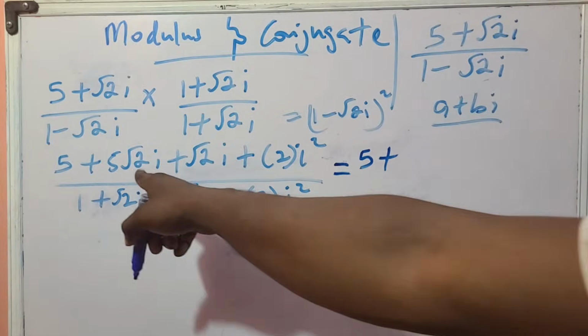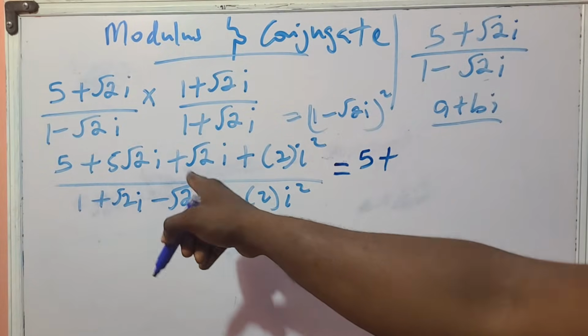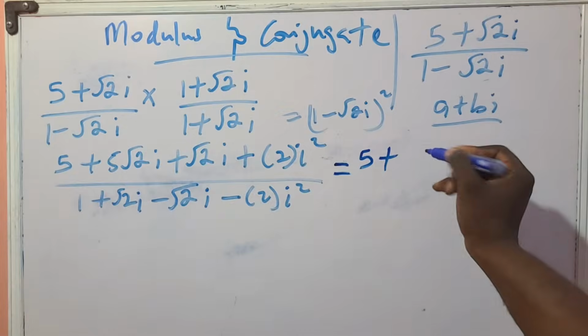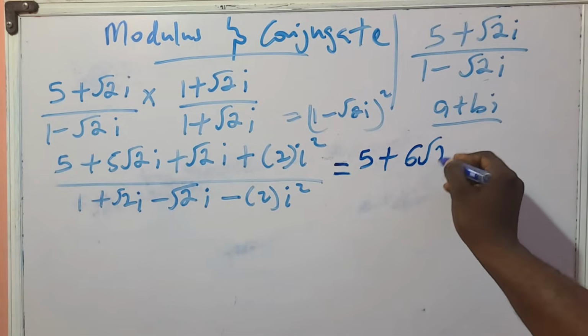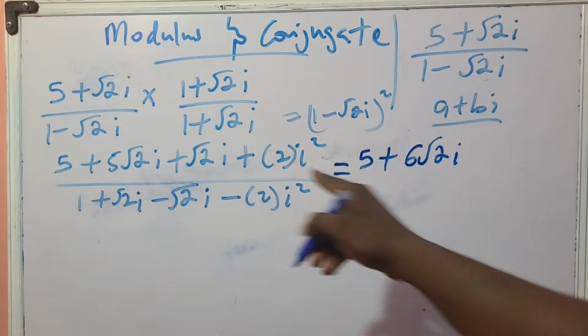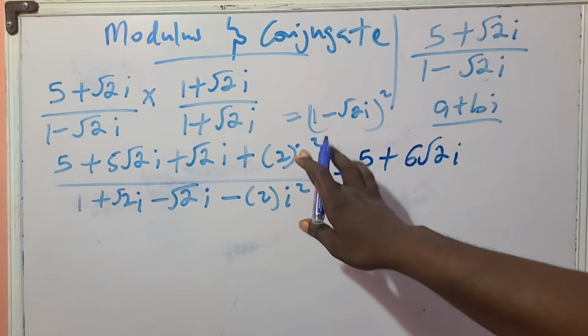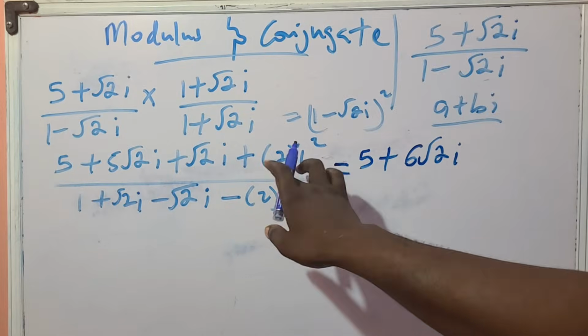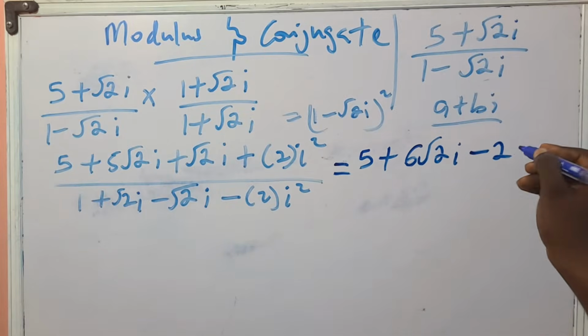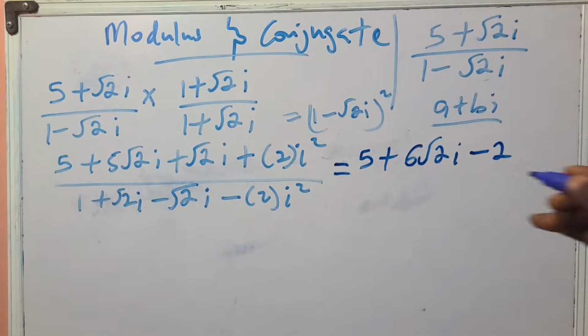I'm sure you agree. This is 5 square root of 2. This is 1 square root of 2. And then we have i. So this will be 6 square root of 2i. And then this last one, this was going to be plus 2, but this is -1. So this is -1 times 2. That'll be -2. I'm sure you can relate to what I'm doing.